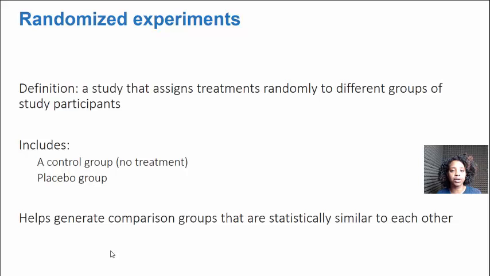It helps to generate comparisons across these groups that are statistically similar to each other. Because if you're randomly assigning these different groups, you know that they're not in that group because they're sicker or because they want more insurance, but instead just because you randomly assigned them. So we'll look at a couple of randomized experiments in health insurance coverage in the next video.